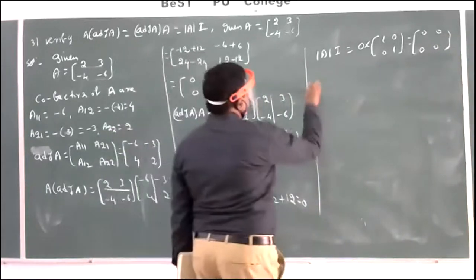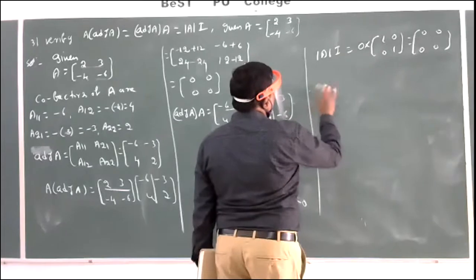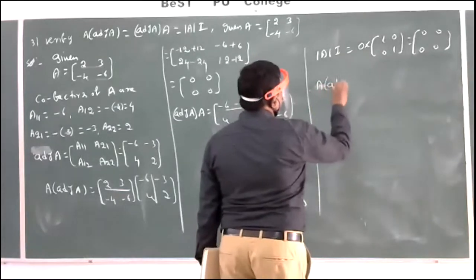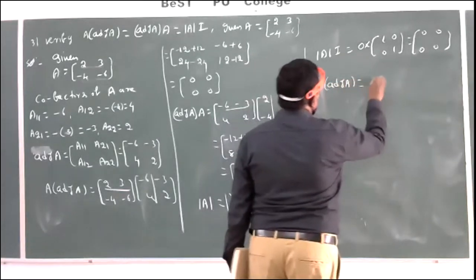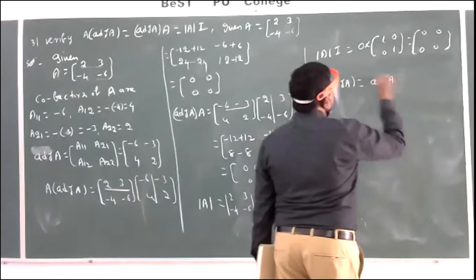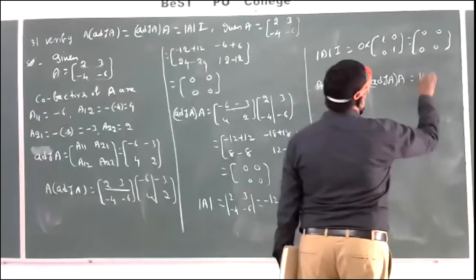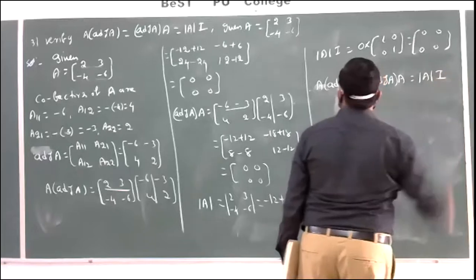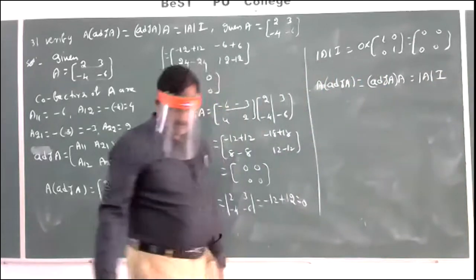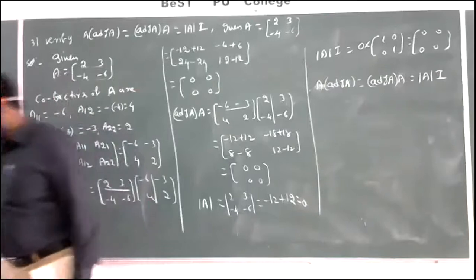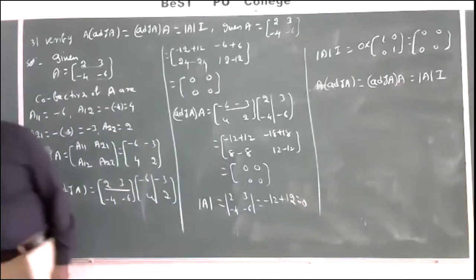Therefore, A into adjoint A equal to adjoint A into A equal to det A into I.